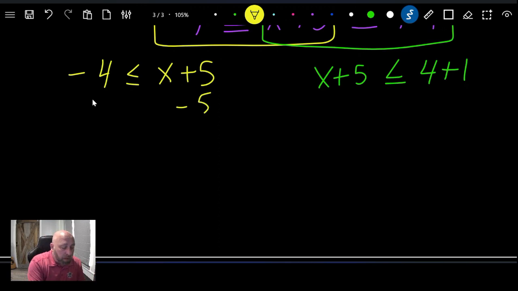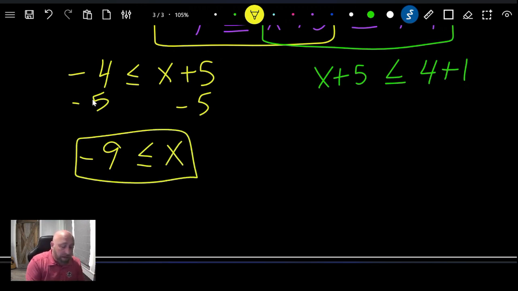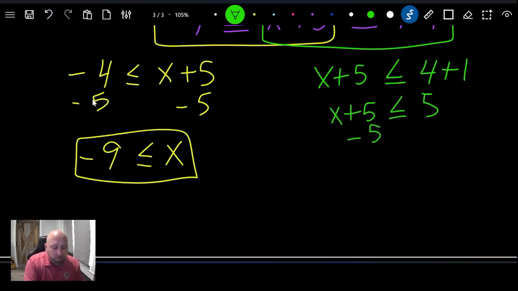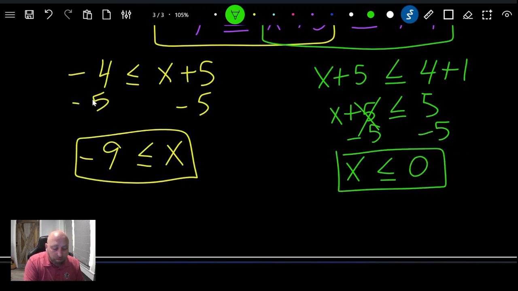All right, so we're going to subtract 5 from both sides, and we're going to get negative 9 is less than or equal to x. And that would be part of our answer. Basically, that part of the answer is done. Then we would come over here. Obviously, you can do this. That gives you 5, so x plus 5 less than or equal to 5. We're just going to subtract 5 from both sides. That's going to cancel. We're going to get x is less than or equal to 0, since 5 minus 5 is 0. So that's our other side of the inequality.